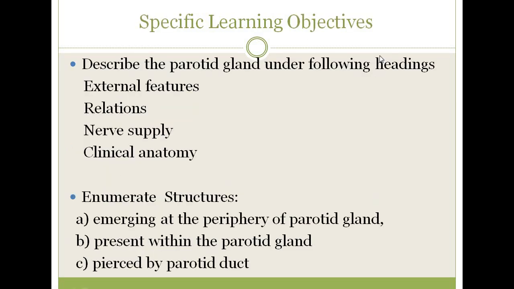These are the specific learning objectives which we have just discussed. You should be able to describe the parotid gland under external features, relations, nerve supply and clinical anatomy. We have seen the structures emerging at the periphery of the parotid gland, the structures present inside the parotid gland, and the structures pierced by the parotid duct.